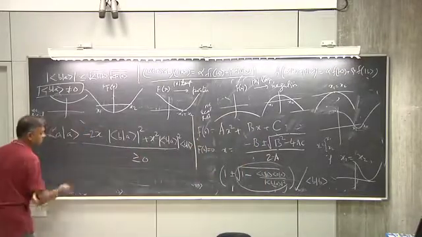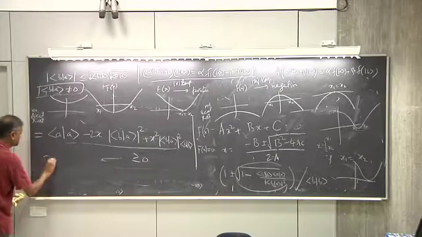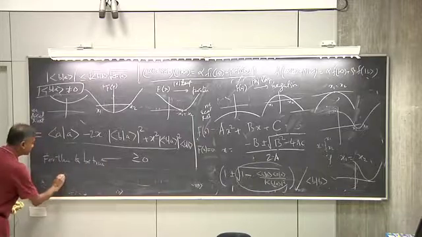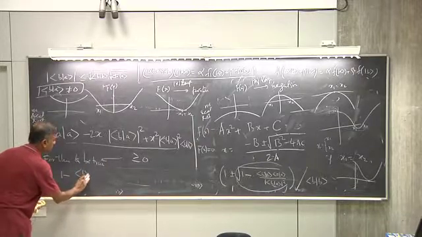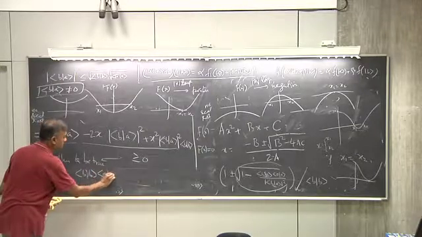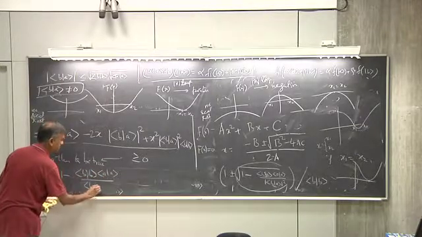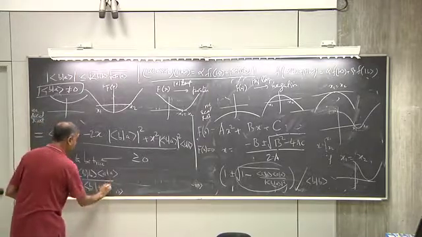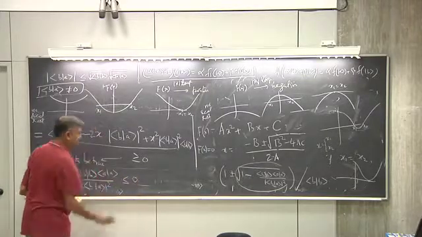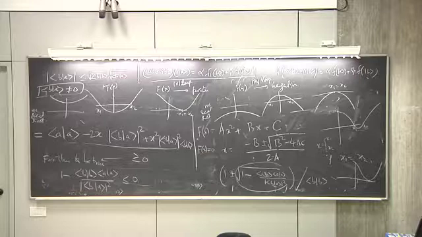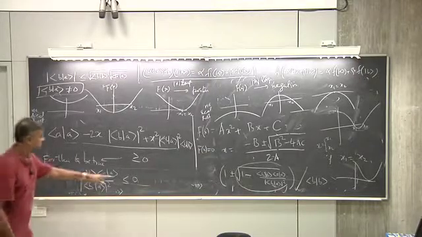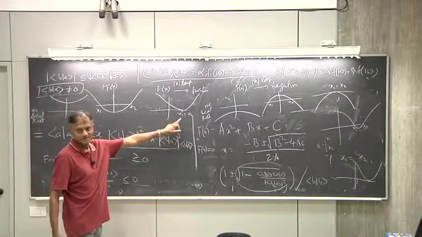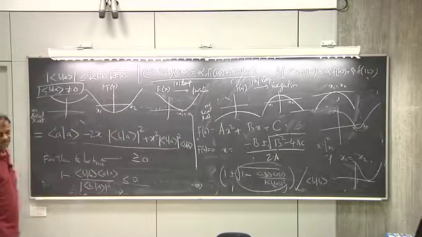So for this to be true, we must have 1 minus this quantity be a square less than or equal to 0, right? So when it is strictly less than 0, we are in this situation. When it is equal to 0, we are in that situation, right? So we will not be in this situation.